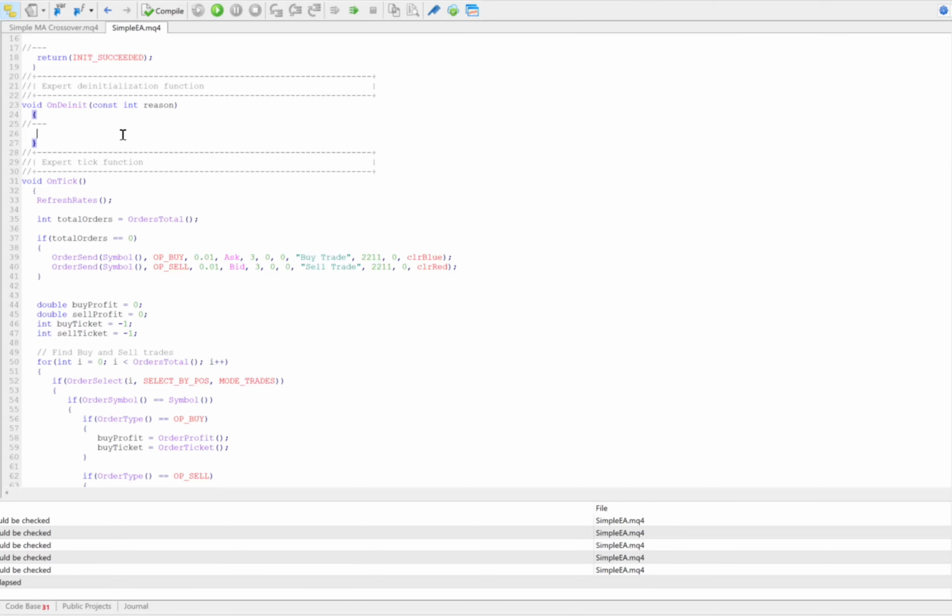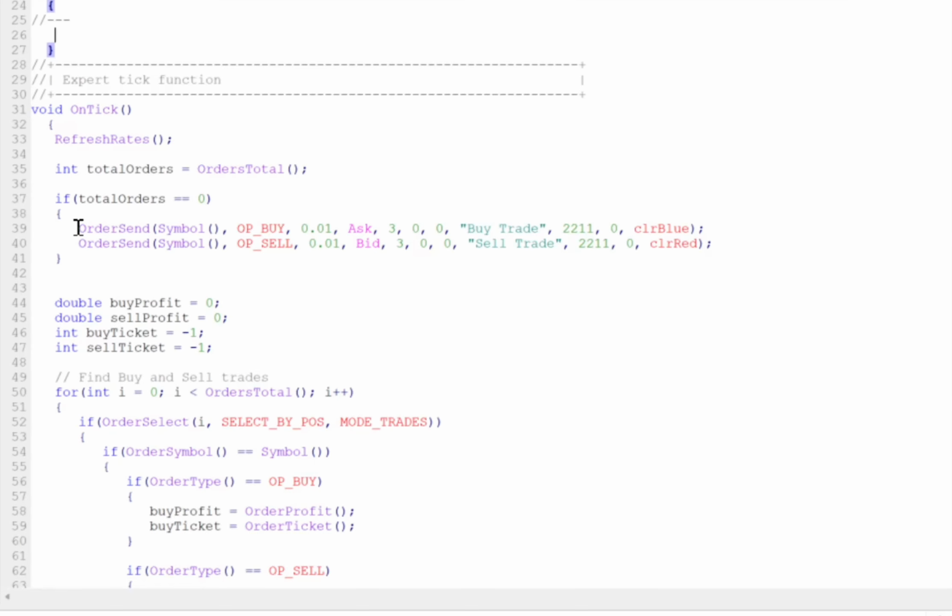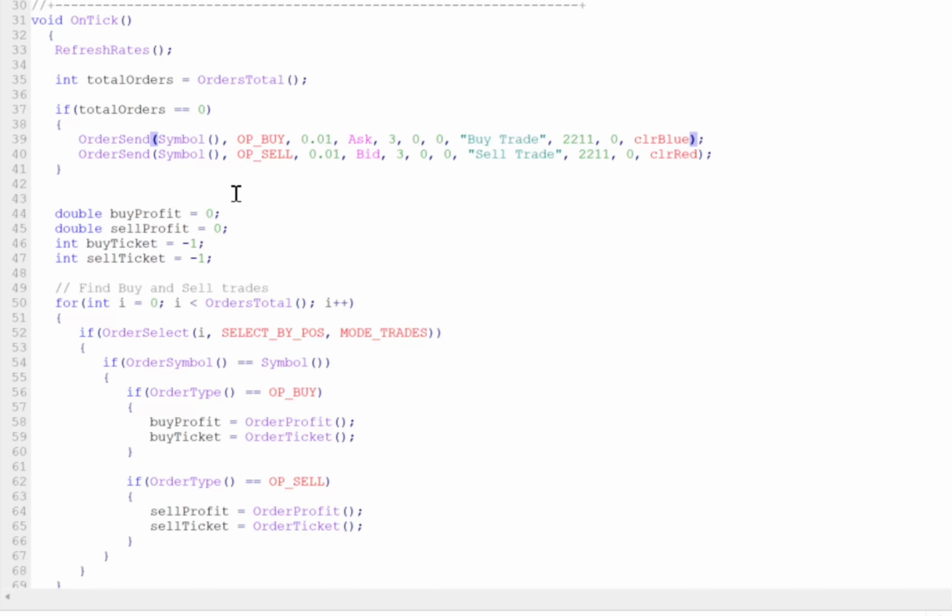Now look for the OrderSend function. Line number 39. You can see the OrderSend function here. This is the function responsible for placing trades. Inside OrderSend function, you will see parameters like symbol, buy or sell type, lot size, entry price, and then you'll see stop loss and take profit.